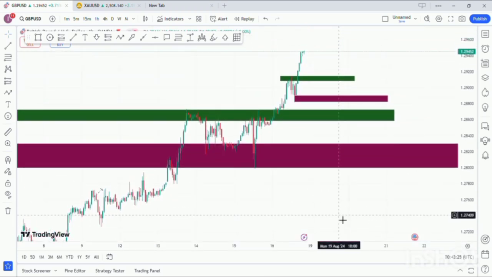So guys, quickly we'll also move over to XAUUSD so we can pick out some zones that we need to strategically position ourselves so as to make some profit for the coming week, guys.